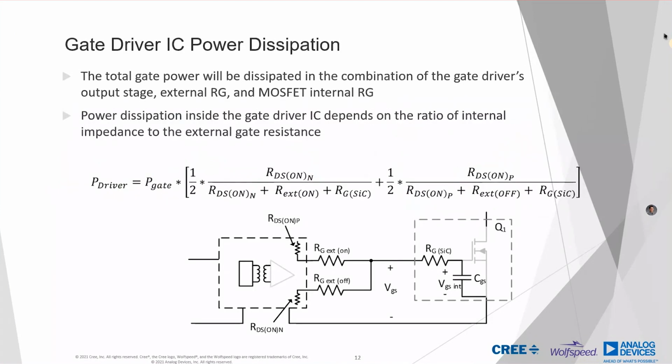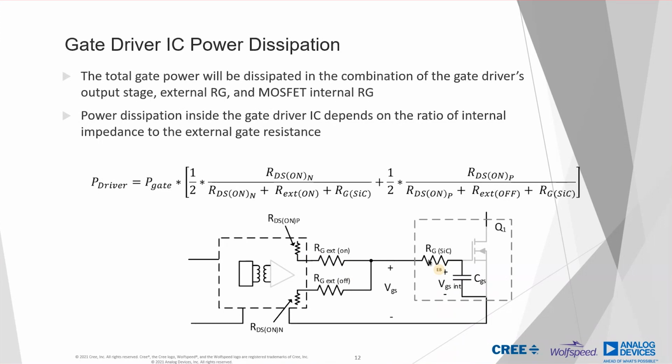So, as Adam's talked about, depending on the device and the switching frequency, you've got somewhere between a half a watt and up to several watts of power. Because the MOSFET gate basically is a capacitor, all of the power that we're talking about here is going to be dissipated in the lossy components. So those are basically the gate driver's output stage resistance, the external gate resistor, and the MOSFET's internal gate resistance.